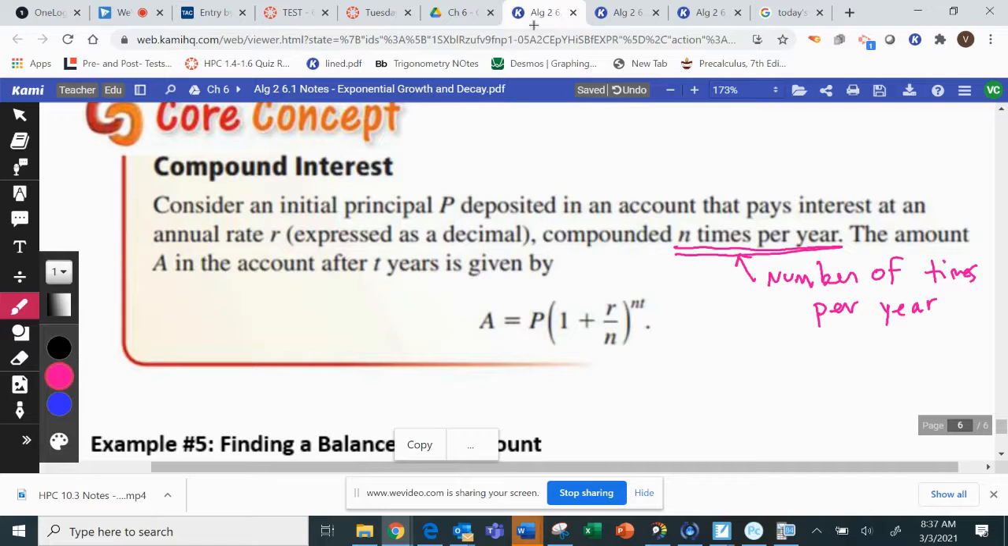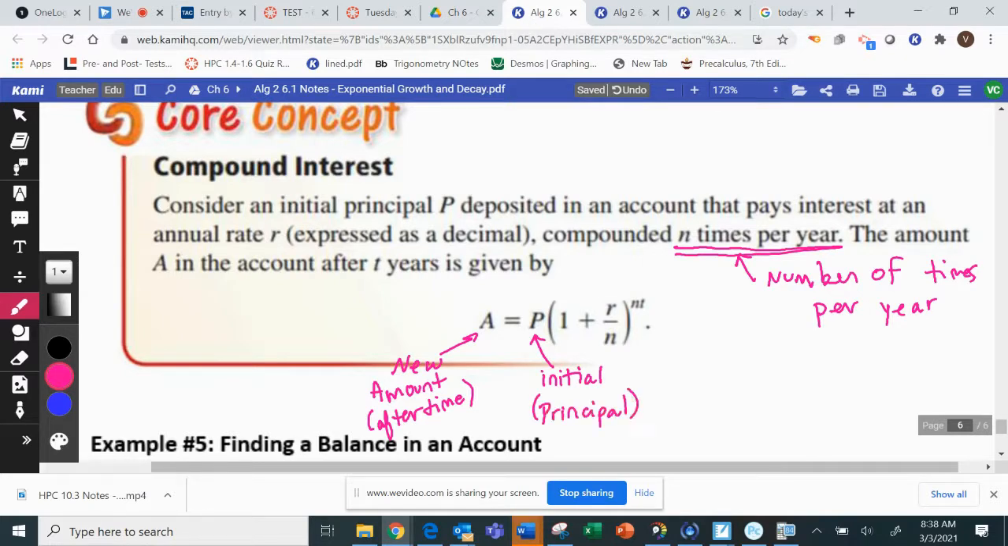So here's the formula. A is going to be the new amount, that's after time has passed. P is the principal, which is the initial amount. R is that percent as a decimal, same that it was before. N is the number of times compounded per year, and then T would be the number of years. So all of that's the same that it was before. It's just we're using A and P instead of Y and little a. Just different letters, but you're still going to put the same stuff.